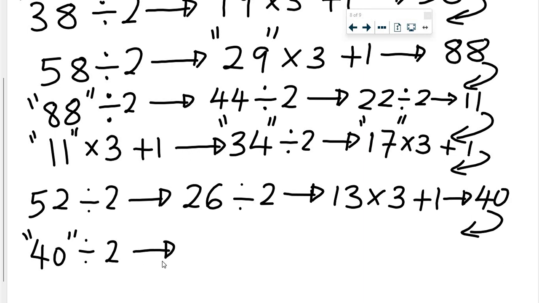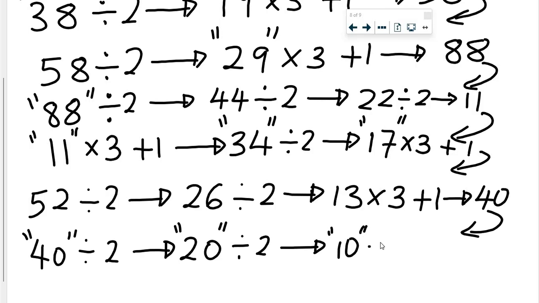What do you get? 40 divided by 2, you get 20. 20 is even. Divide by 2. What do you get? You get 10. 10 is even. Divide by 2. You get 5. Keep going.